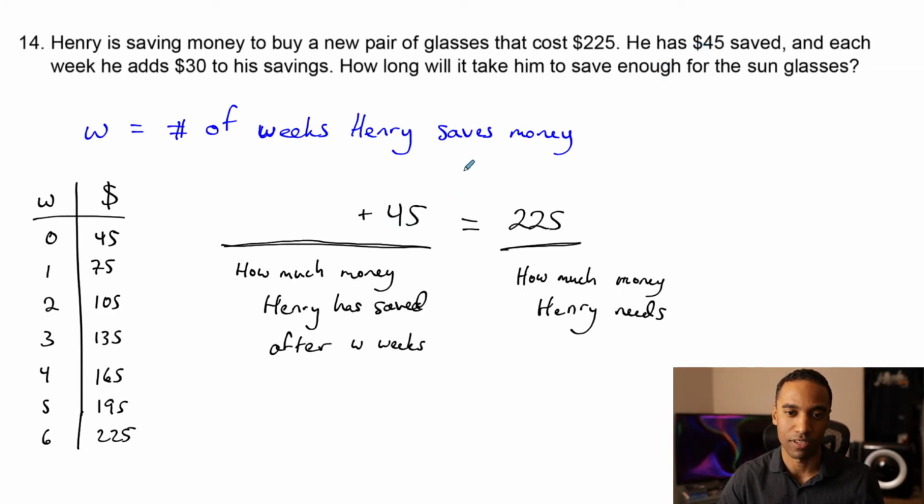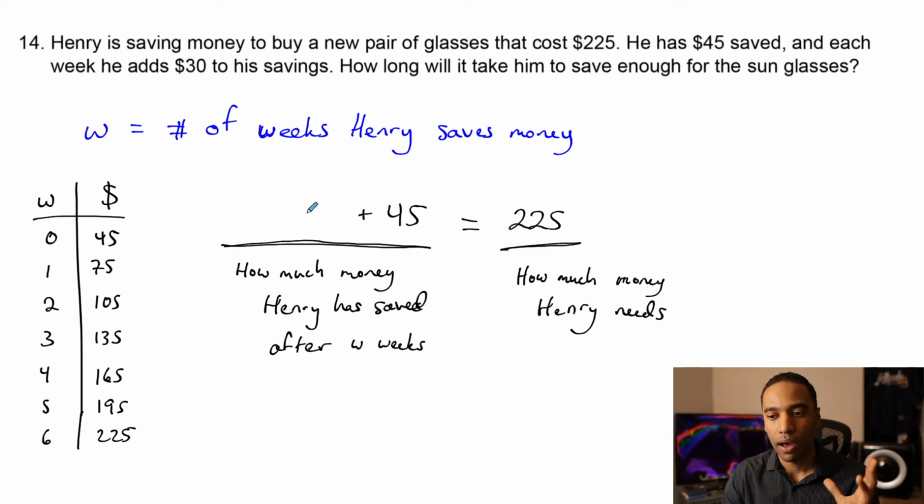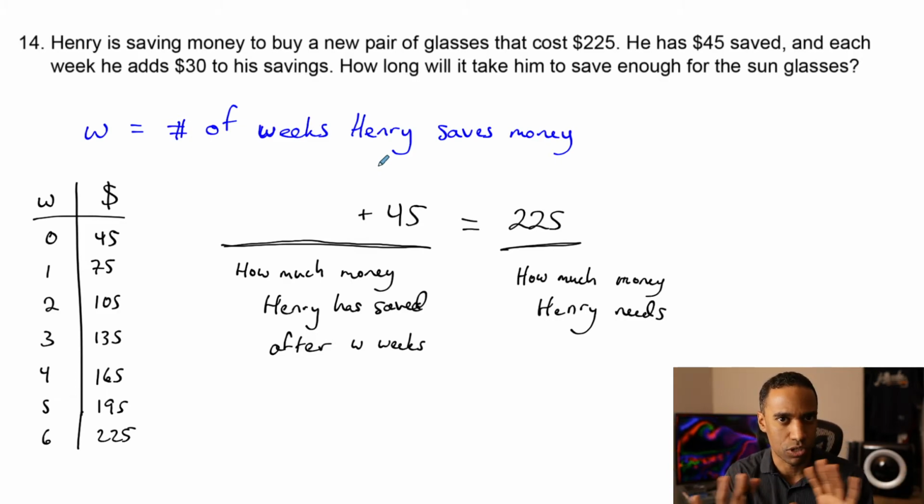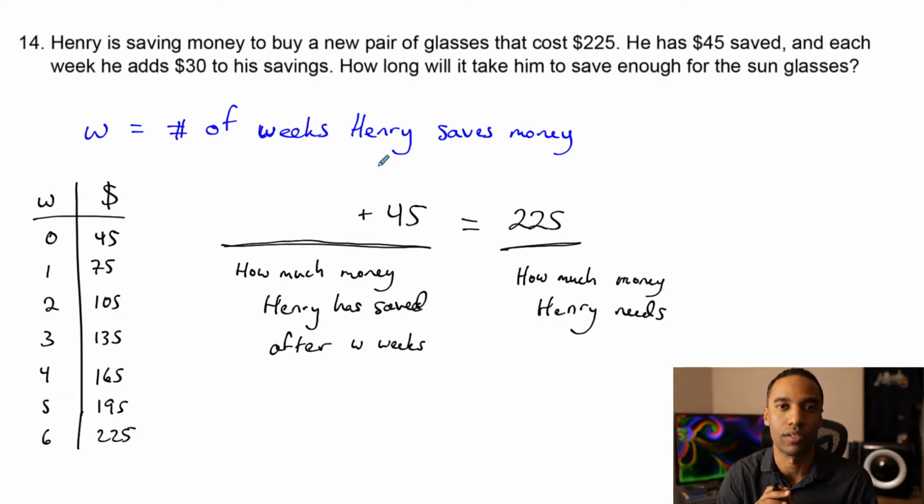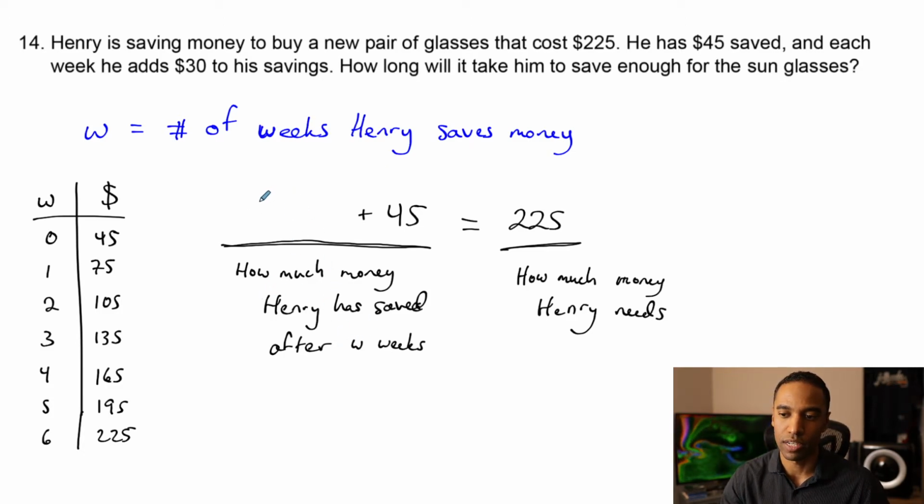So I'm going to add 45 to how much he's going to save week after week. Now to get this next part, so I'm adding 45 to it. How does the other part work? Well, how much money does Henry save? Just ignore the 45, just $30 per week. You save $30 per week. How much money have you saved after 2 weeks? You do 30 times 2. How much does he save after 10 weeks? You do 30 times 10, right? So how much does he save after W weeks? You do 30 times W.